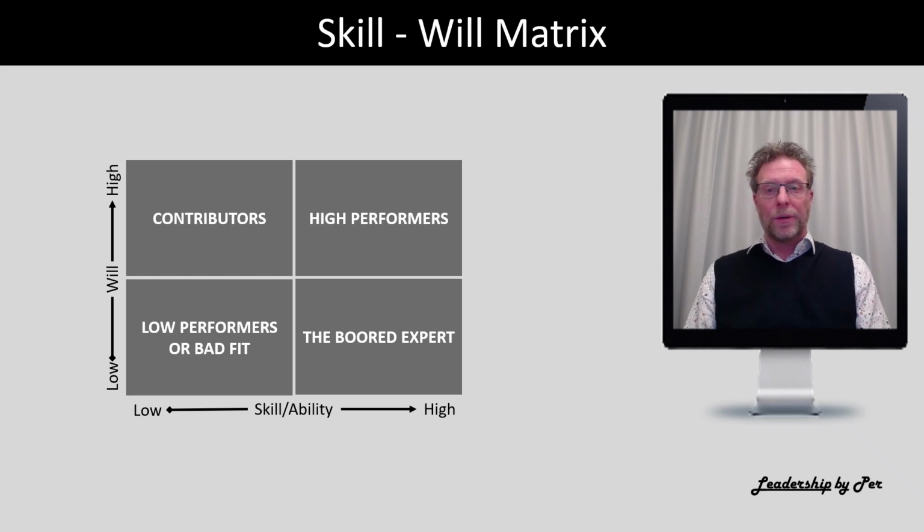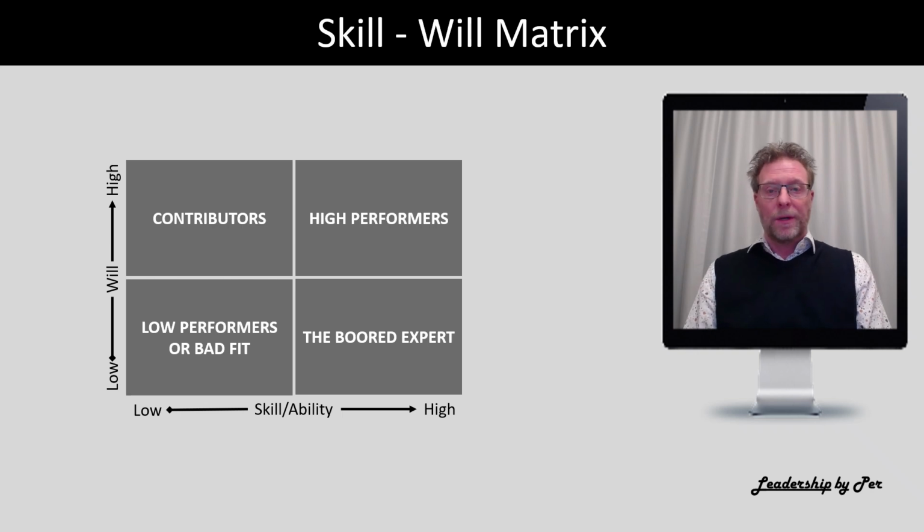The second quadrant is high skill and high will. These individuals are both capable and motivated. They are the high performers and require minimal supervision. My role here is to delegate, give trust, and provide opportunities for growth while staying available for support when needed.